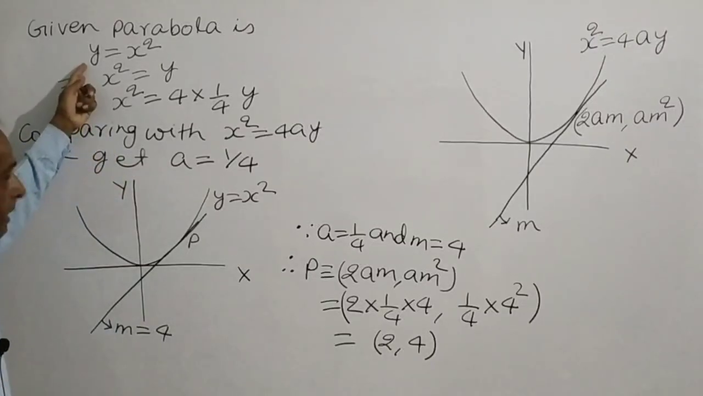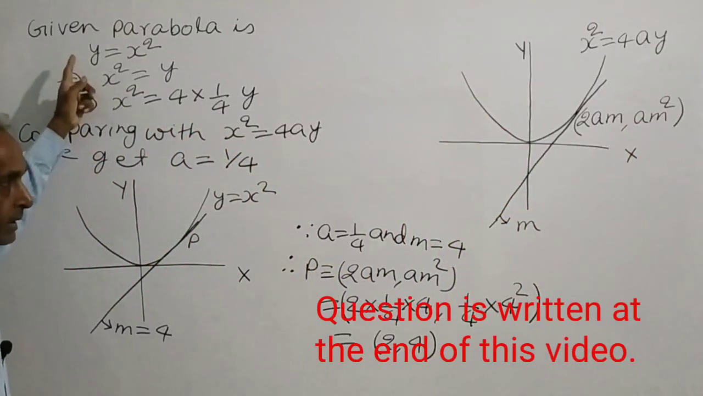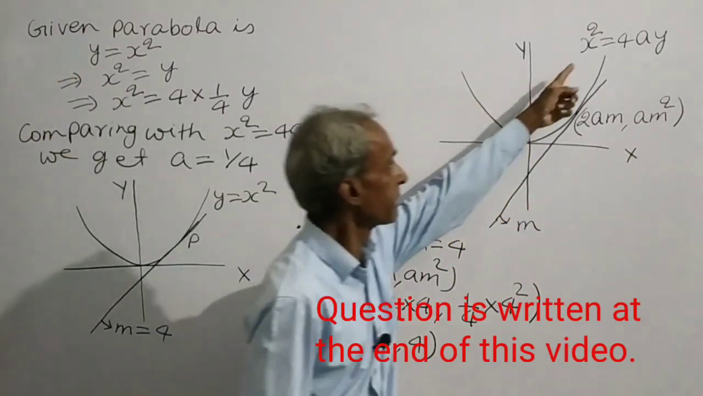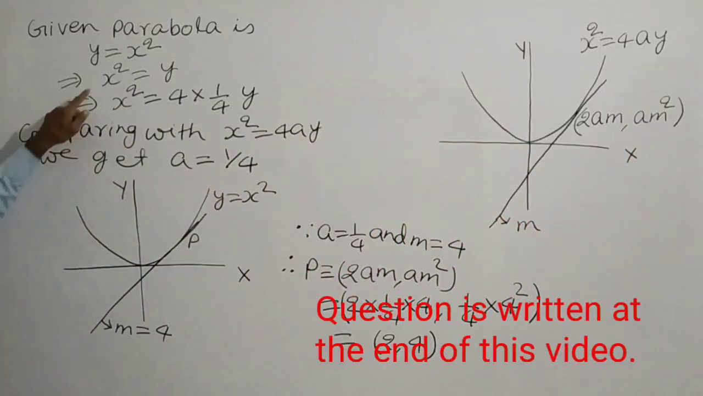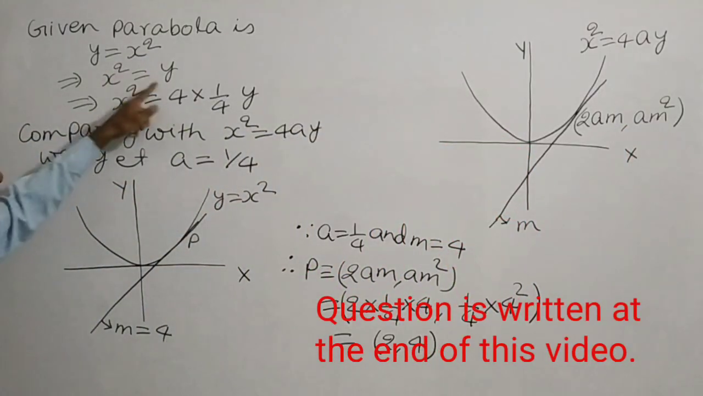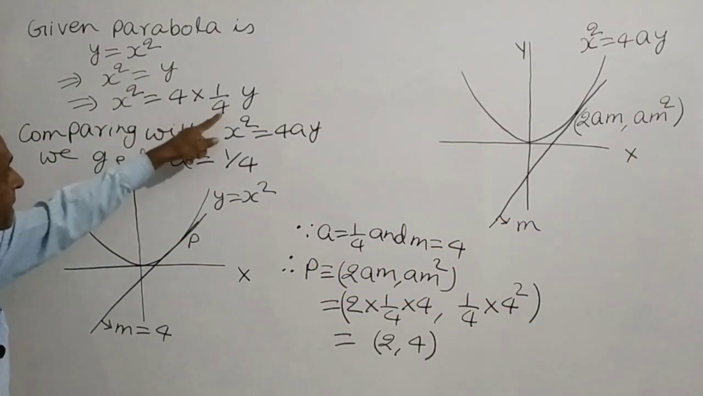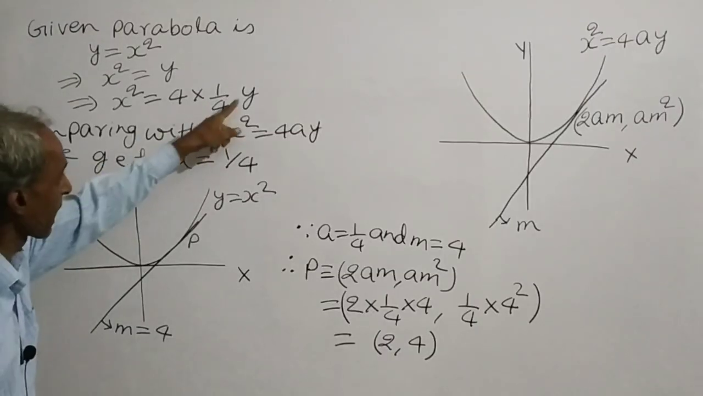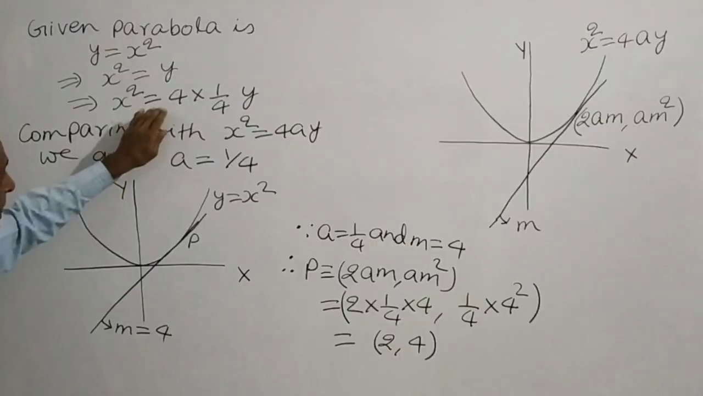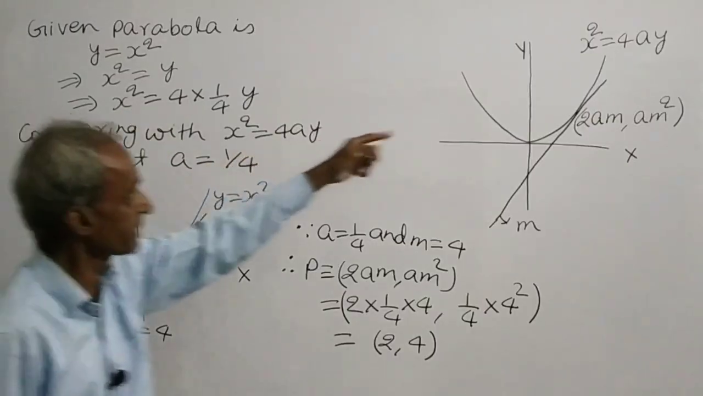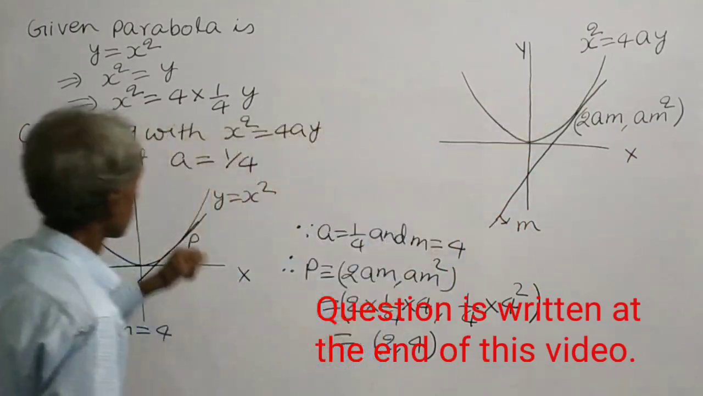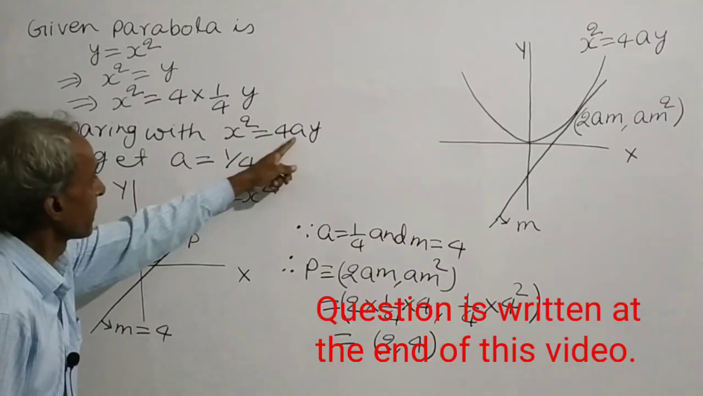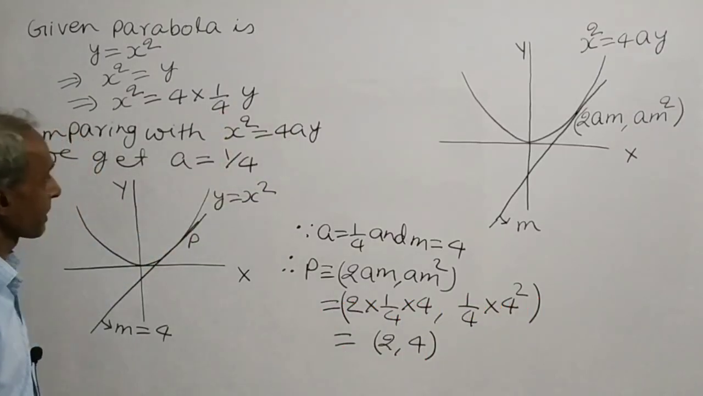This equation of parabola is given in the question. First, we will convert this equation in this form. x square is equal to y. This y can be written as 4 times 1 by 4 times y. Comparing this equation with this equation, we get a is equal to 1 by 4.